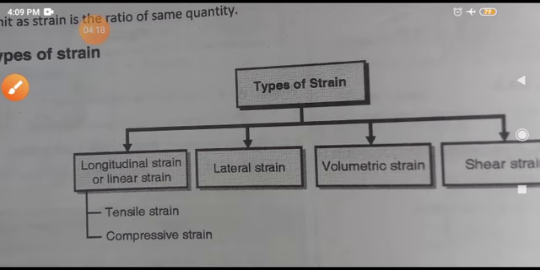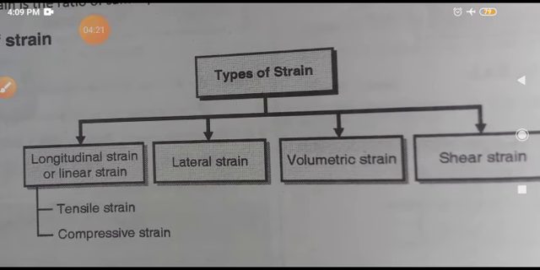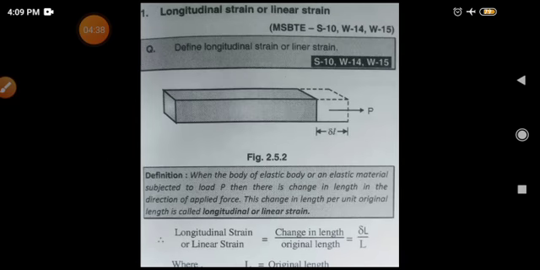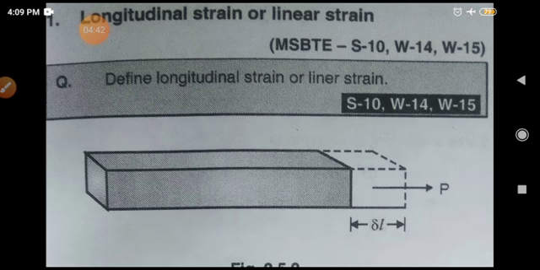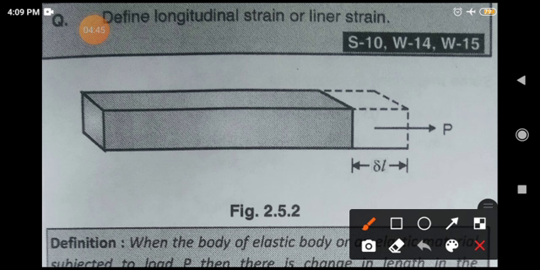Now there are types of strain. Four types of strain are there: longitudinal strain, which is again tensile strain and compressive strain as with stress, lateral strain, volumetric strain, and shear strain. So these are the four types of strain. Let's see one by one. Longitudinal strain or linear strain, this thing we have just studied.